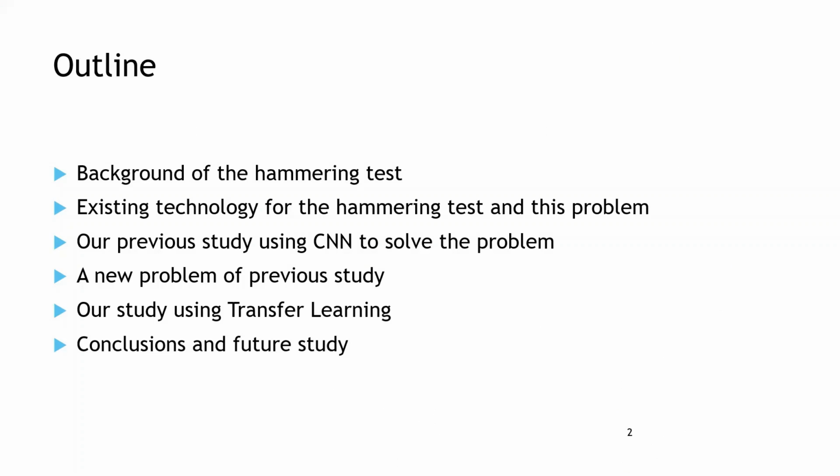This is the outline. First, I will explain the background and problems of the hammering test. Then, I will introduce existing technology for the hammering test and its problem. Next, I will talk about our previous study using CNN to solve the problem. But the study also had a problem, so I will explain our study using transfer learning. Finally, I will describe our conclusions and future study.